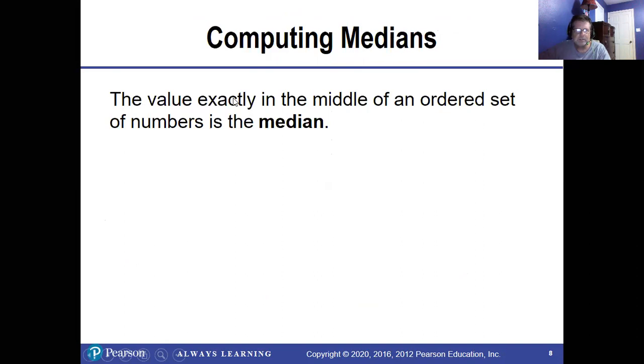The value exactly in the middle. So we know we're talking about the middle, which you know is the median.